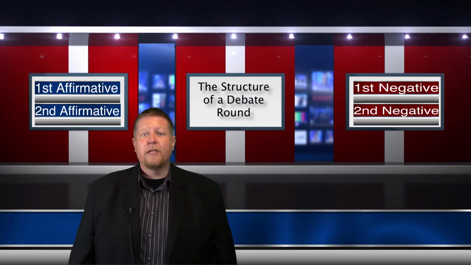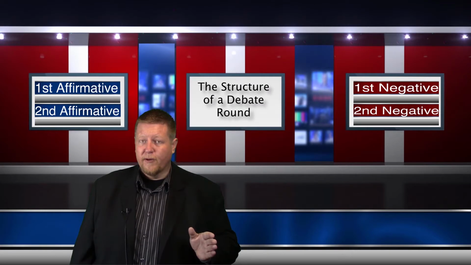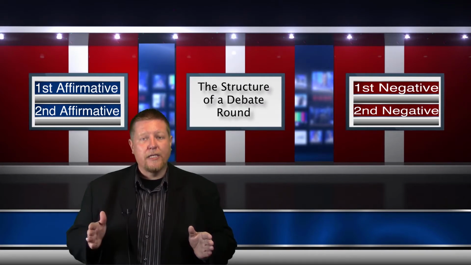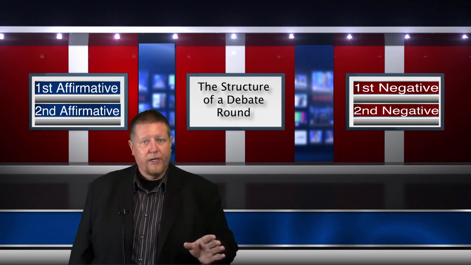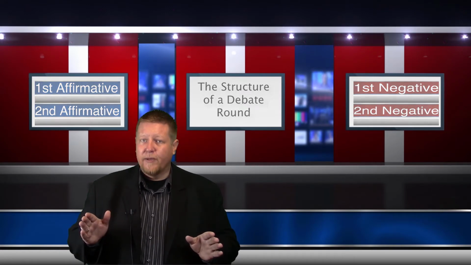The affirmative team is made up of the first affirmative speaker and the second affirmative speaker. The negative team is made up of the first negative speaker and the second negative speaker. In the debate world, we call these positions the 1A, 2A, 1N, and 2N.